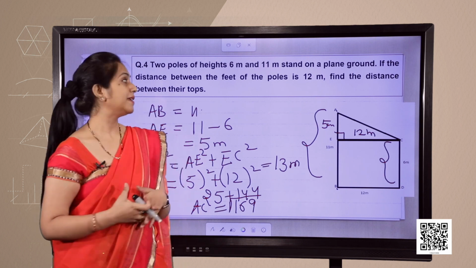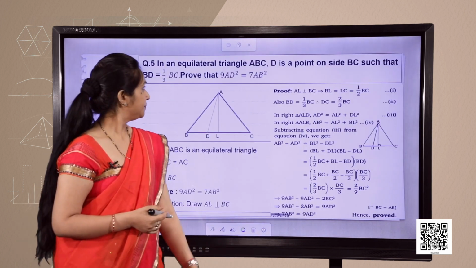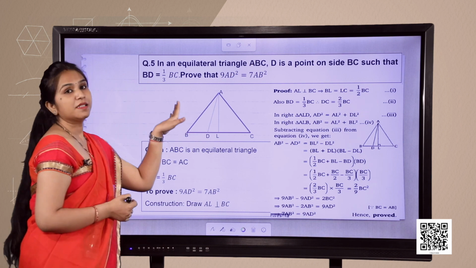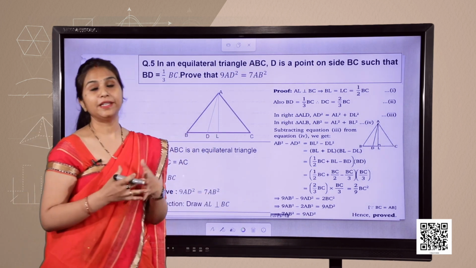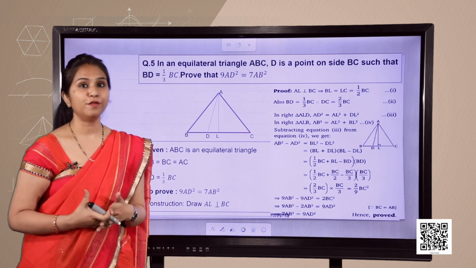Now, let us start the next example. Children, this is one of the questions of your exercise only, one of the very important questions. You will get this question either for 3 marks or for 4 marks.